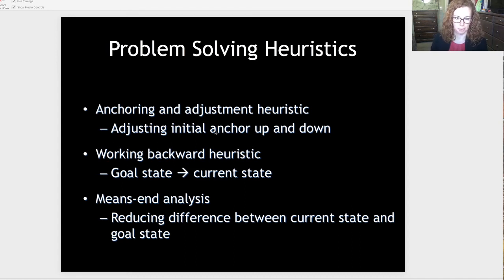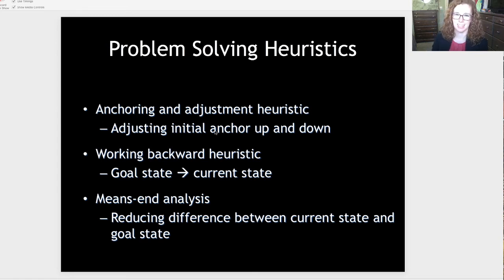The working backwards heuristic is quite simple. It's exactly what it sounds like. You determine what the goal state is. So where do you want to go? And then you work backwards to where you are now. So let's say I want to graduate college. Okay? That's my goal state. And then I figure out the path between where I am now and where I want to be, and that's how I figure out what to do next or how to solve the problem.